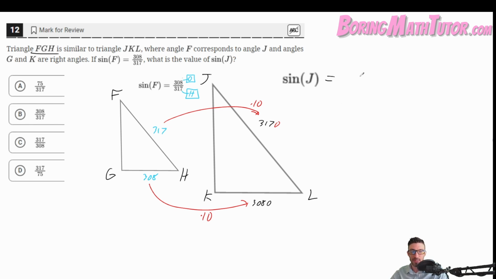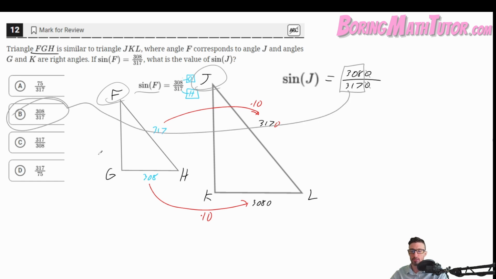And if I were to set up the opposite over hypotenuse for that, you would get 308 with a 0 over 317 with a 0, but those zeros would cancel out. So you would get the same thing. So this happens with similar triangles. If you're dealing with equal angles from similar triangles, then your sine, or your opposite over hypotenuse, will end up being the same for each one. So answer here is B.